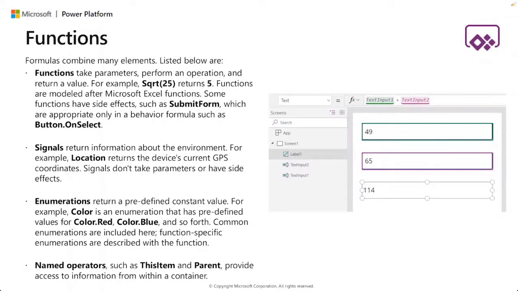Enumerations return a predefined constant value. For example, color is an enumeration that has predefined values for red, blue, and so forth. Common enumerations are included here. Function-specific enumerations are described with the function. Named operators such as this item and parent provide access to information from within a container.